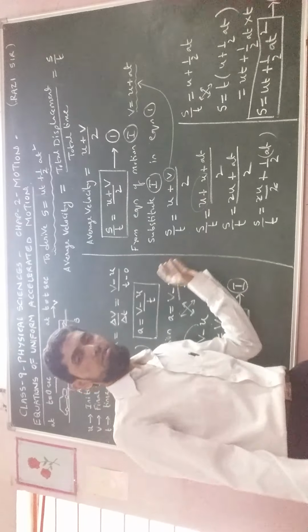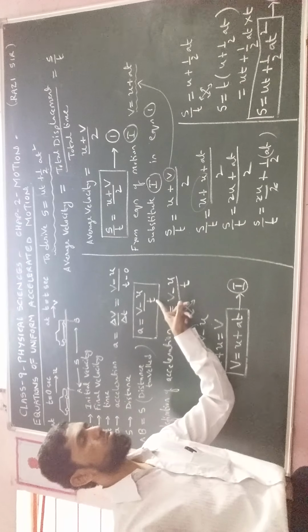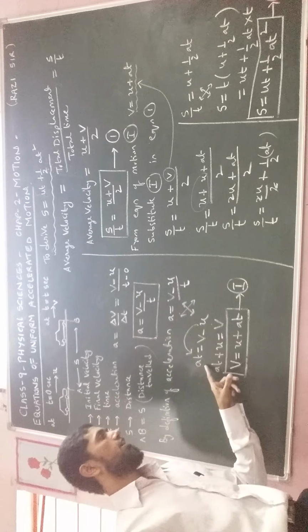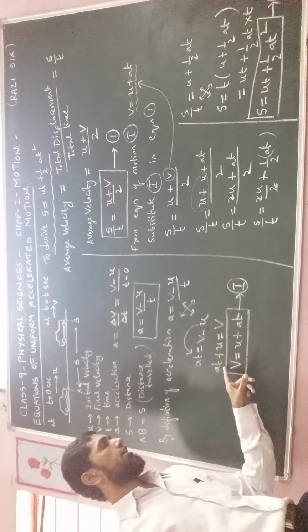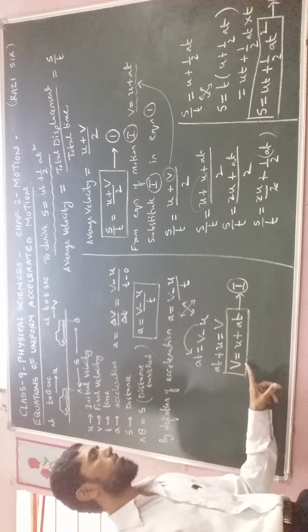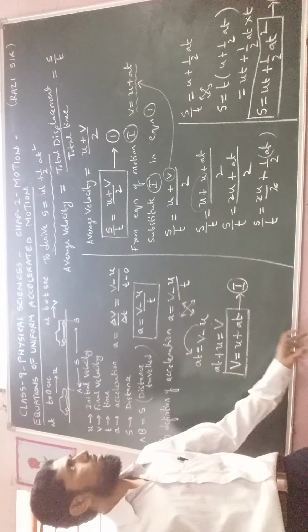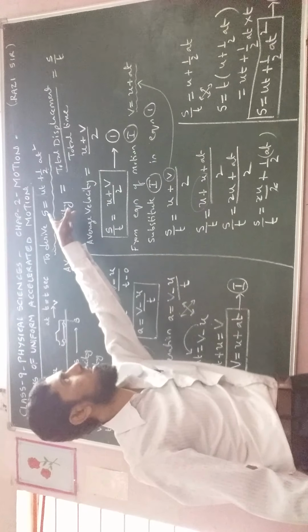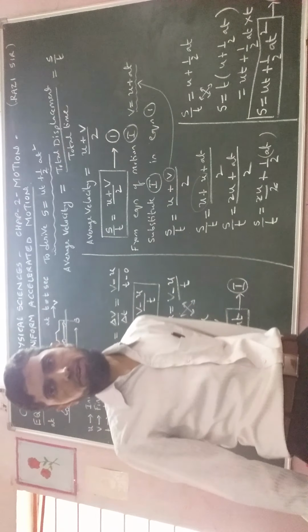So in the first case, what did we take? The acceleration definition, a equal to v minus u by t. From that, after cross multiplication, we got at equal to v minus u. Then we get at plus u equal to v, and we get the first equation of motion, v equal to u plus at, Roman number 1. Now for deriving the second equation of motion, the equation we have to derive is S equal to ut plus half at square.